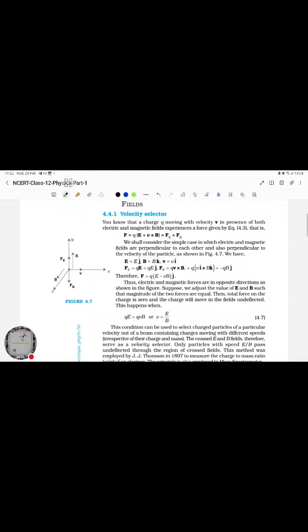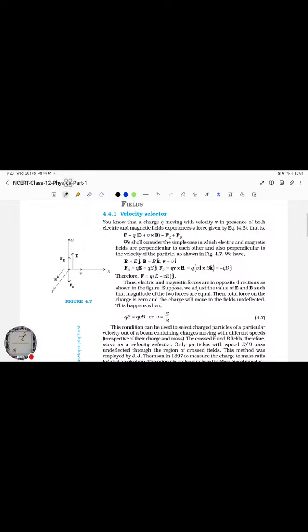So let's say the electric field is in the positive y direction, the magnetic field is in the positive z direction, and the velocity is in the positive x direction. So Fe = qE is acting along the y direction, and Fb is q v × B. That is i cross k, which I think results in minus j. So we'll have Fb in the negative j direction, that is, minus qvB.